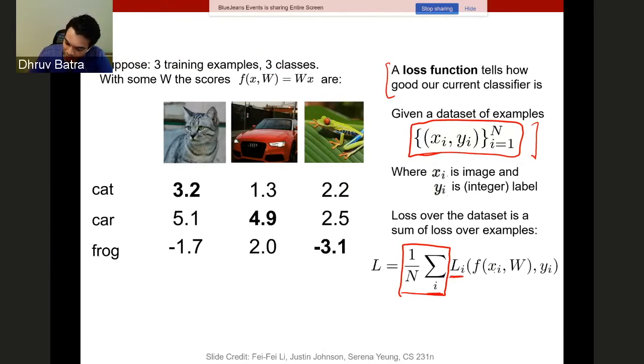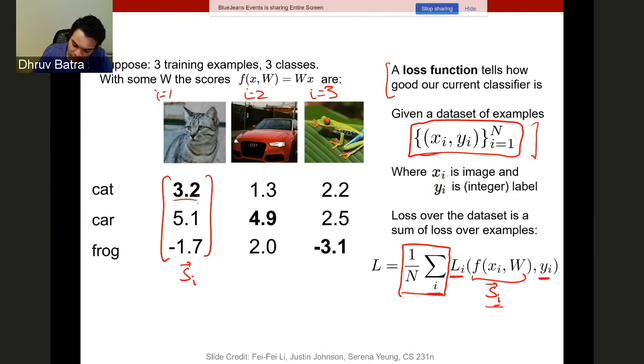So there is L sub i. This is our scoring function, s sub i. So for the ith example, this is the vector of scores. This is i equals 1, this is i equals 2, this is i equals 3, and so on. And we know what the true label for these things are, and we have to decide, given this vector, how good is this, right? So here, for example, there's a 3.2, 5.1, 1.7. We can see this is a cat. Car has a higher score. How do we quantify that?